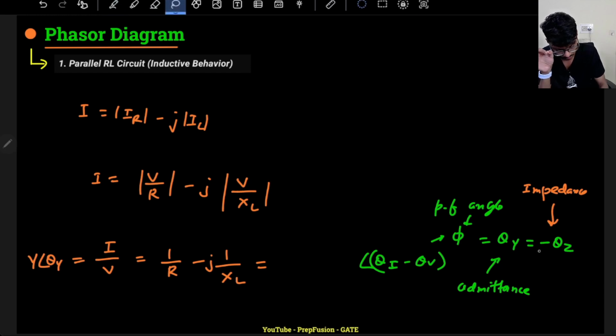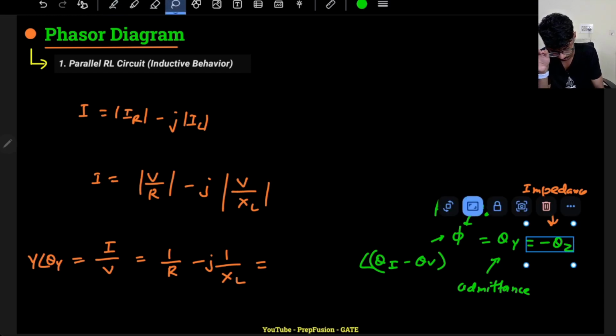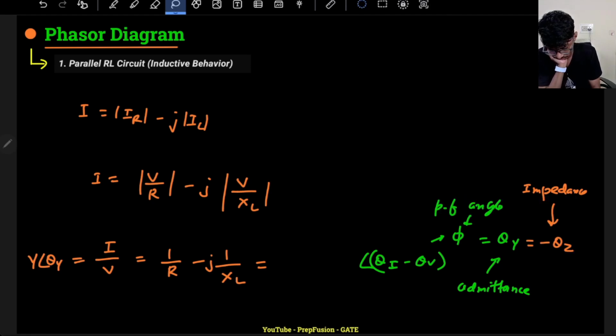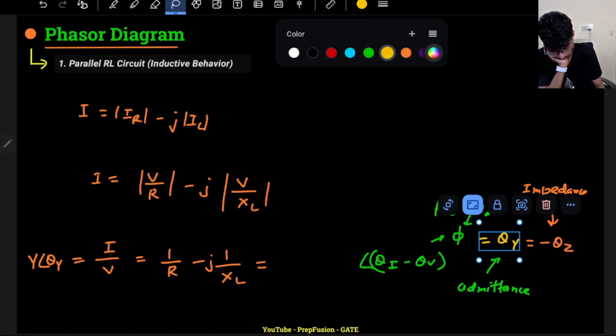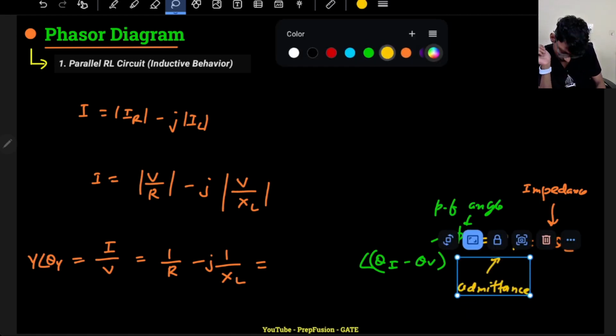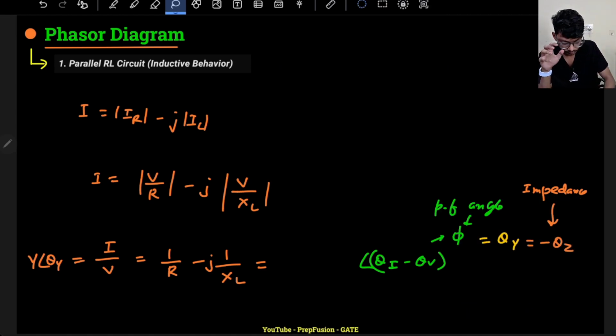So I should color this impedance angle properly. So these are the values basically. A few things you should keep in mind.